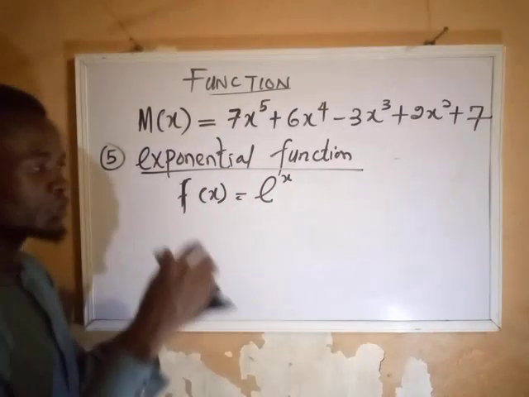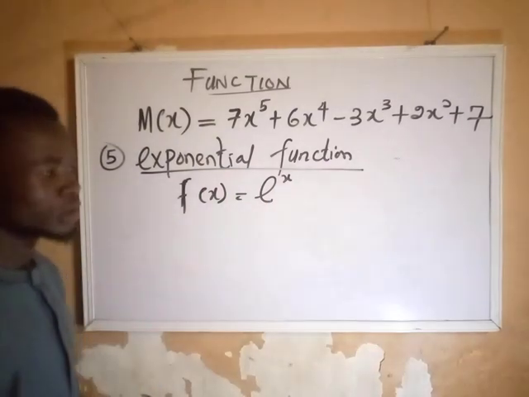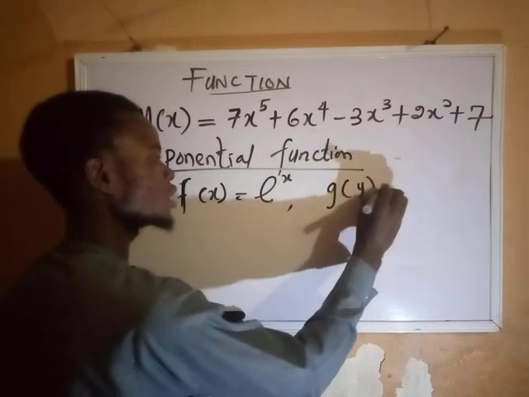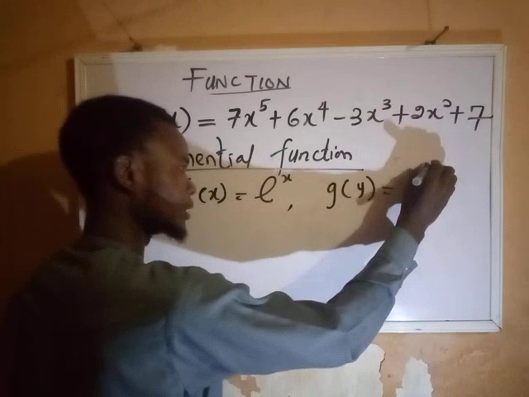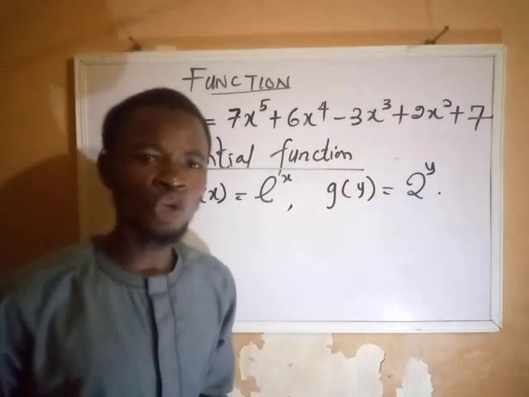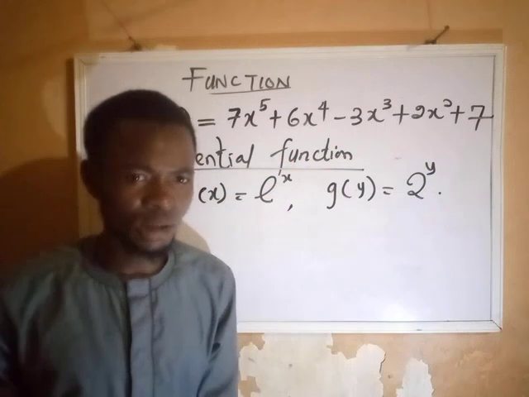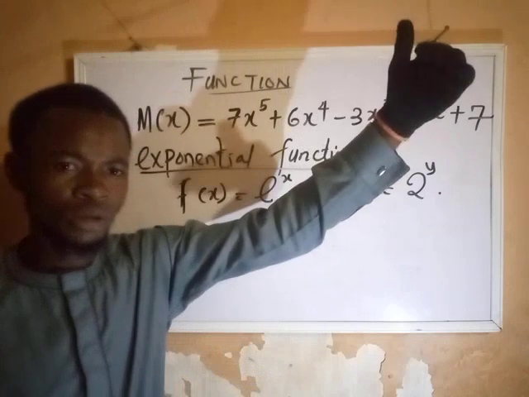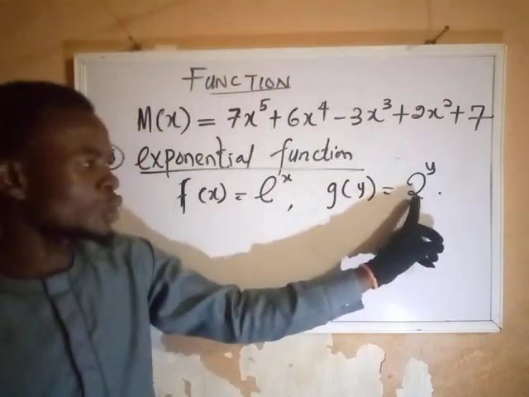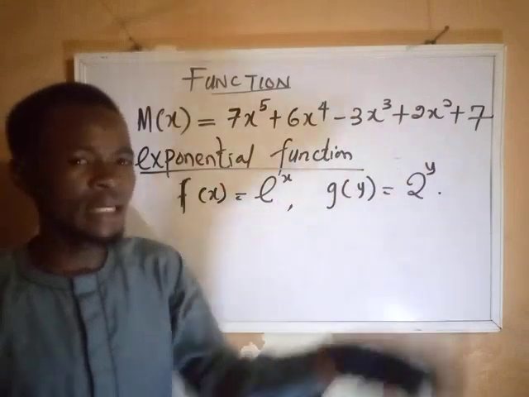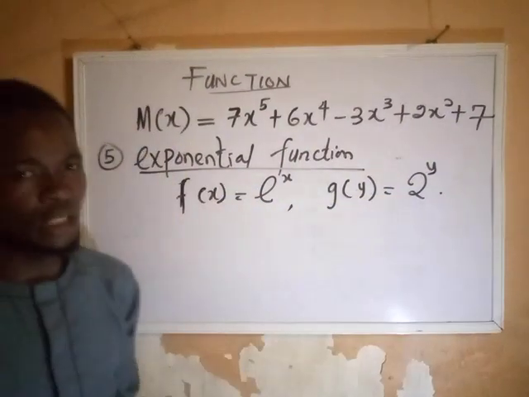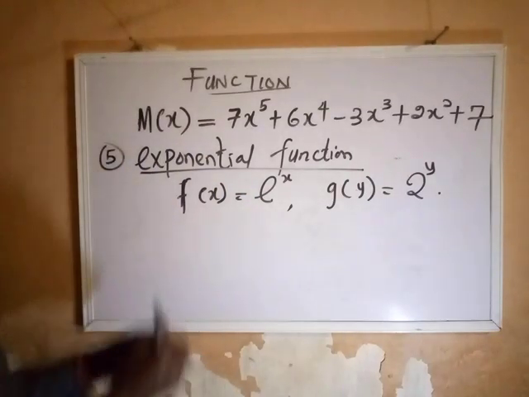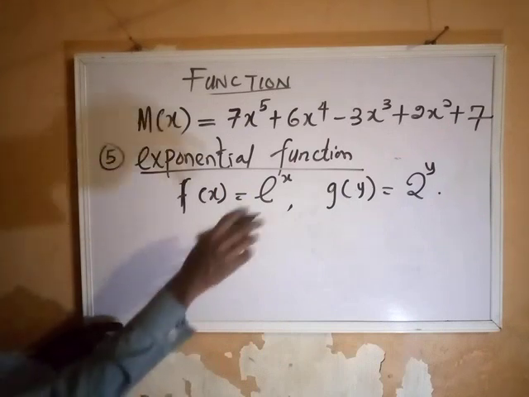So don't just think that only an ordinary e is an exponential function. I can have an exponential function, let's say g(y) equals 2 raised to the power of y. This 2 raised to the power of y is also an exponential function. From your indices, when a number takes on something that has a power, we call this one the base, we call this one the power. So everything here is an exponent, from the word exponential. So these are the types of exponential function and not more than that.